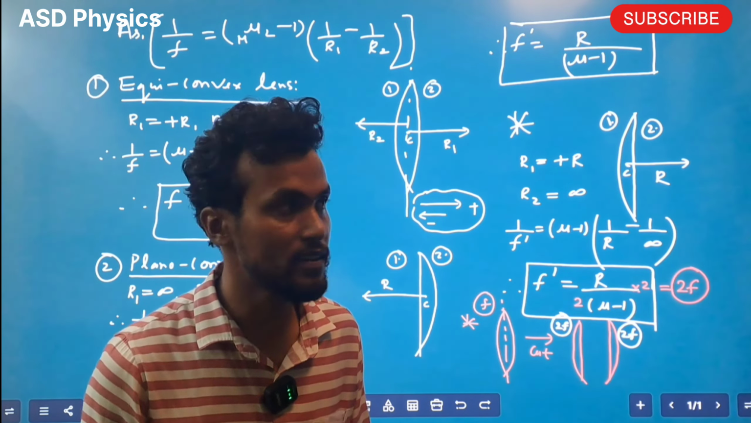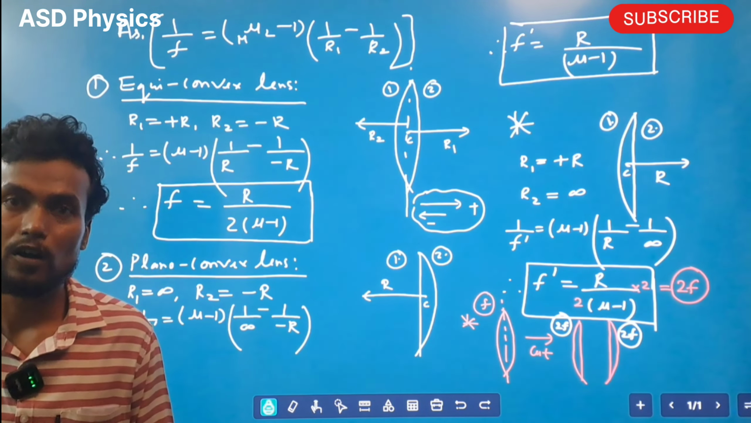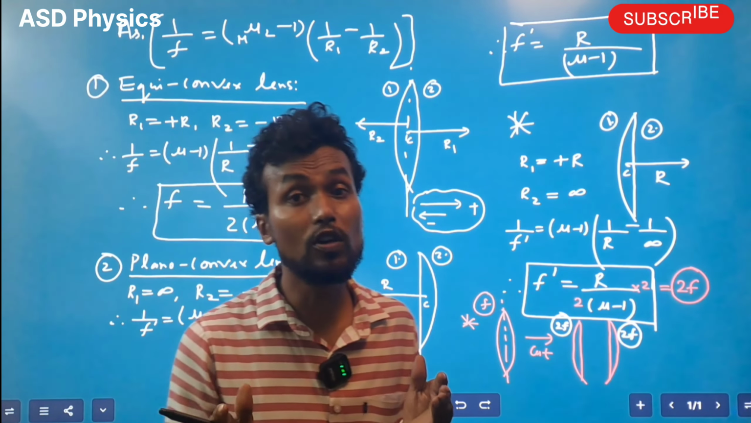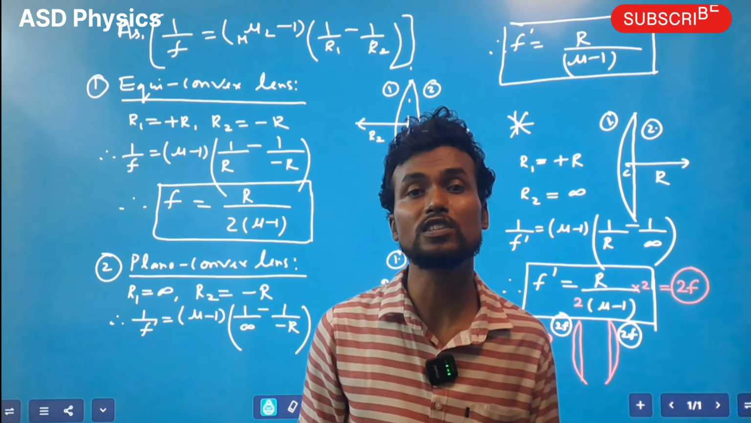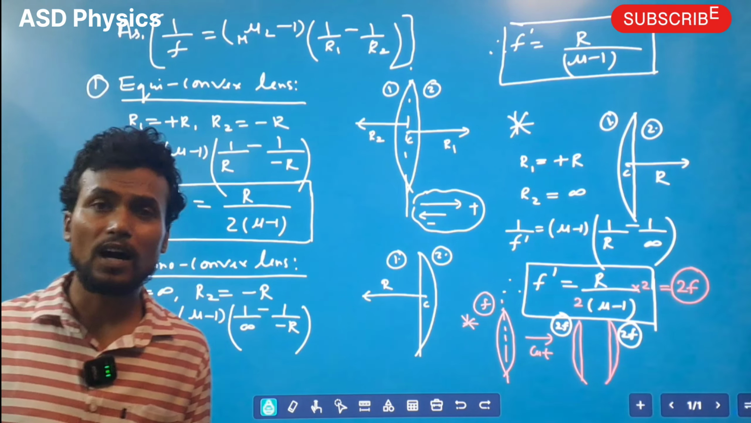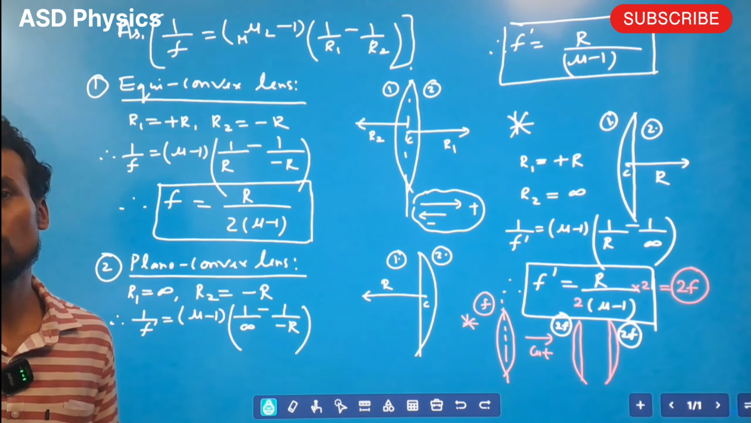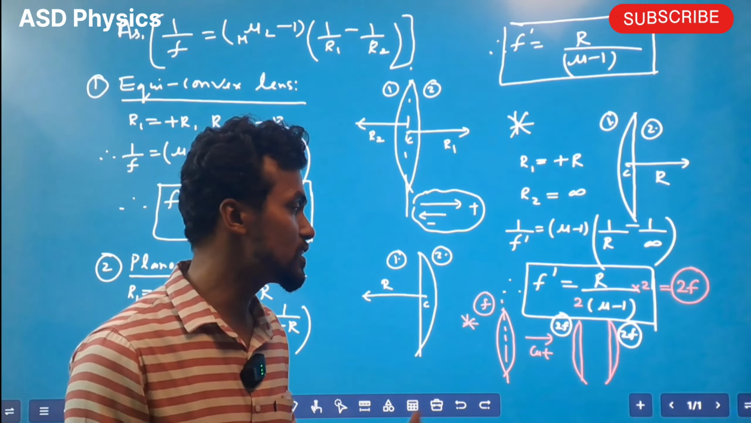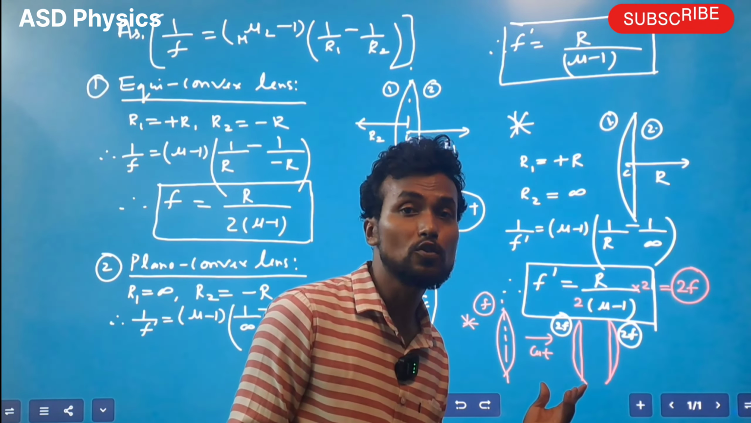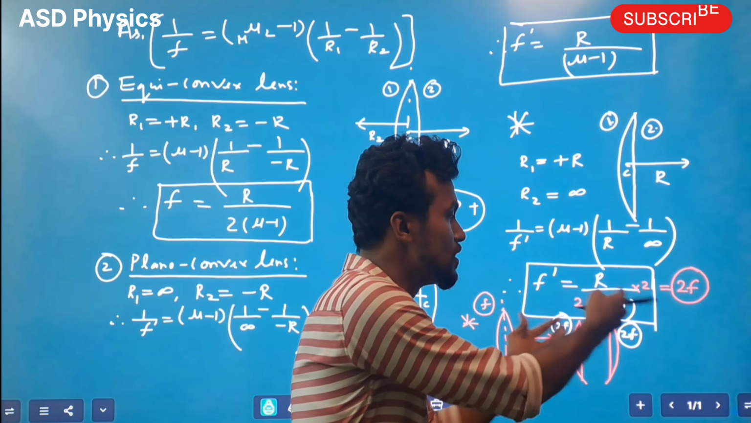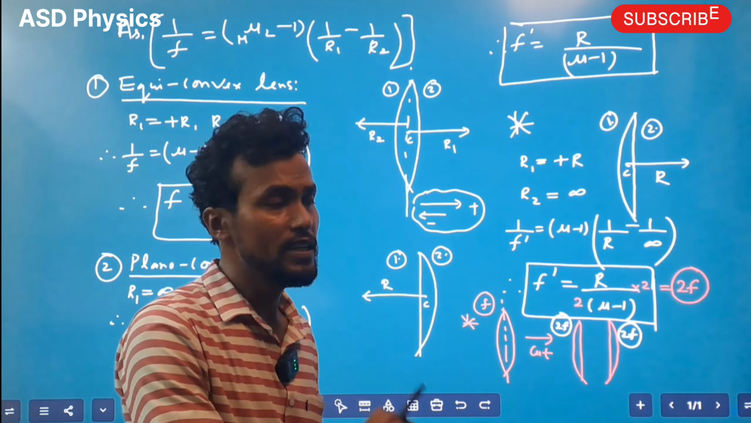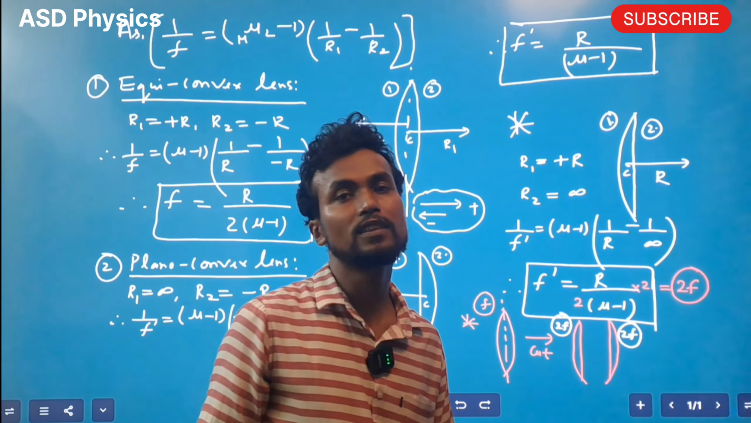So what I am telling, dear students, in today's class what we have learned: first we have learned the focal length relation with the radius of curvature of the biconvex lenses. Then we have done for equi-convex lens also, and for plano-convex lens also. And at the end we have learned the concept of lens cutting also. Transverse cutting means focal length twice. If we cut the lens horizontally, then focal length will not change.